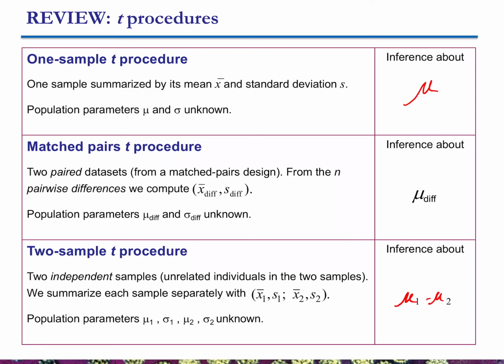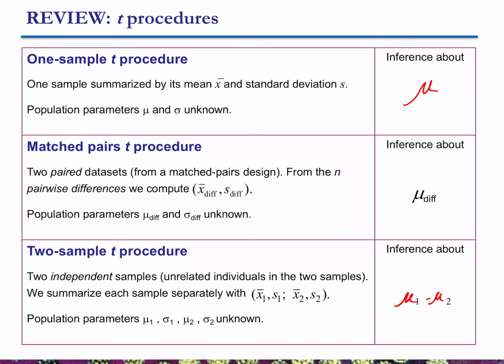With a two sample procedure, we are looking at differences between the mean of population 1 and the mean of population 2. So we have two independent random samples, unrelated individuals in the two samples. We summarize each sample separately. So sample 1 has mean 1 and standard deviation 1. Sample 2 has mean 2 and standard deviation 2. And we're using these to infer about the population means and standard deviations, which again are unknown.